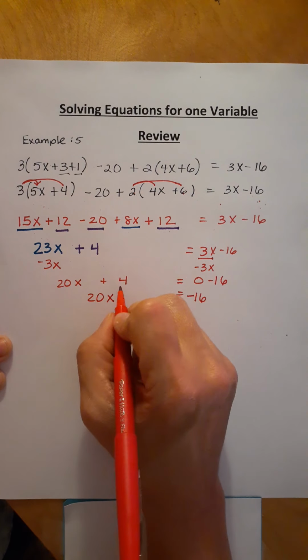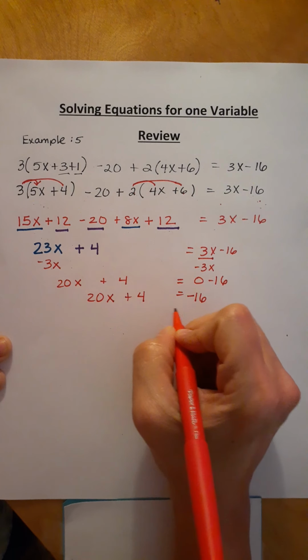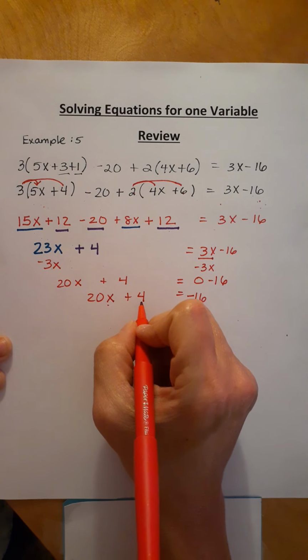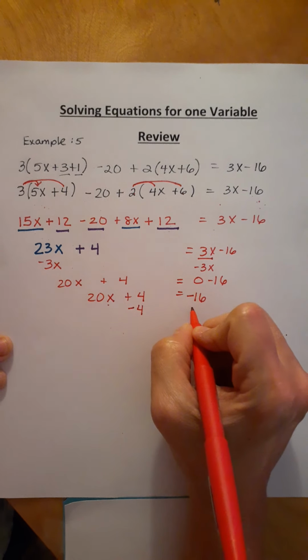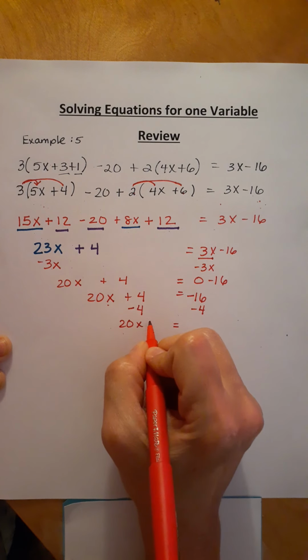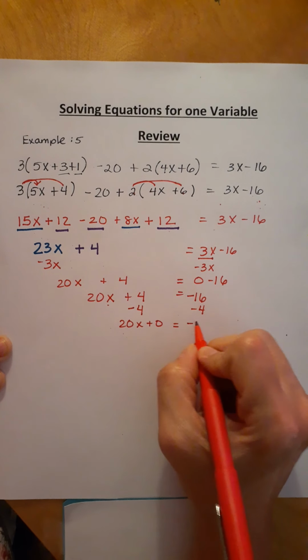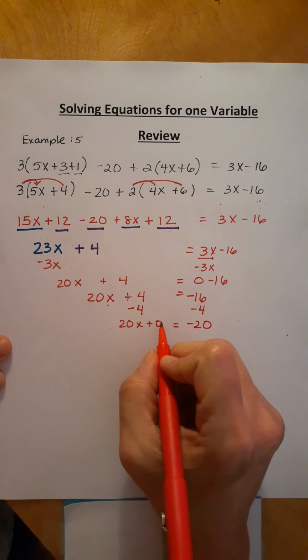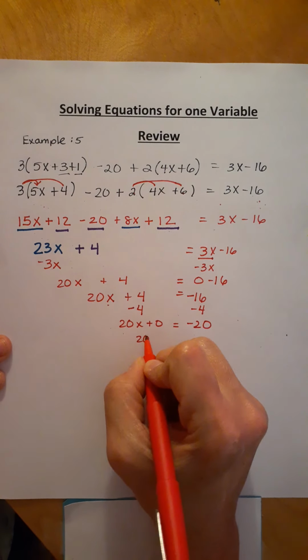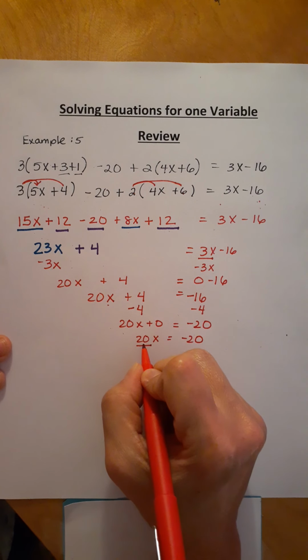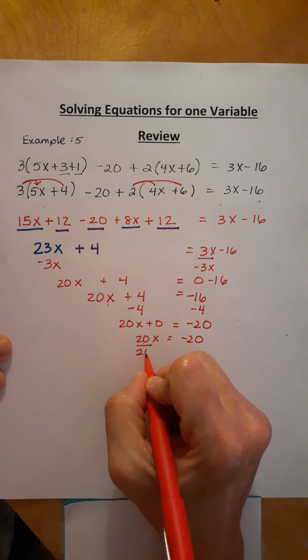20x plus 4. Now, I still have the x. I have to move whatever's plus or minus to the other side from the x. Minus 4, minus 4. 20x plus 0 is negative 20. The 0 drops. Addition identity. 20x equals negative 20. And now it's 20 times x, so I have to divide by 20.